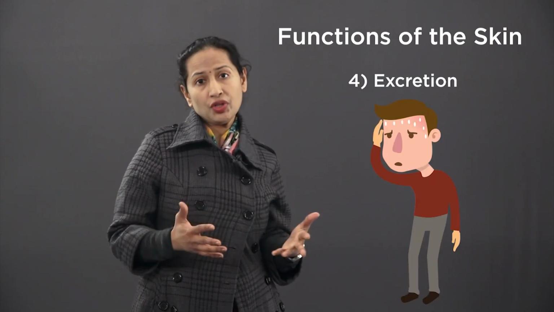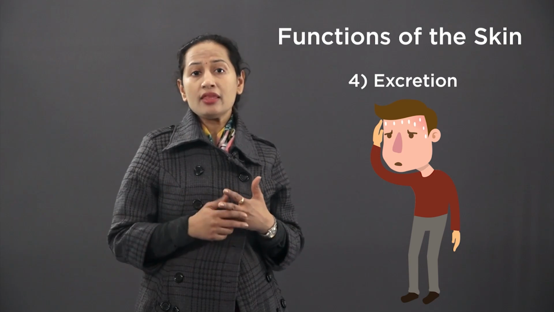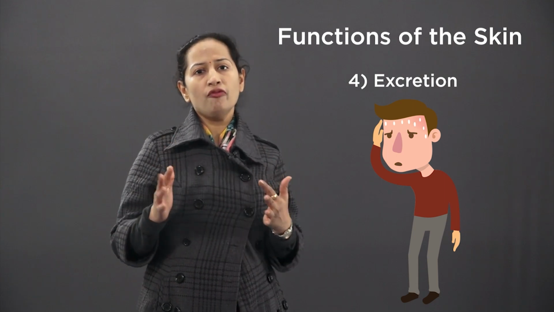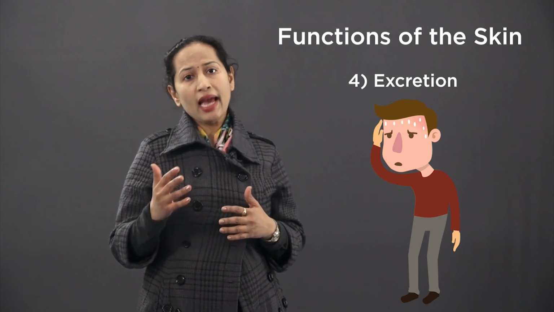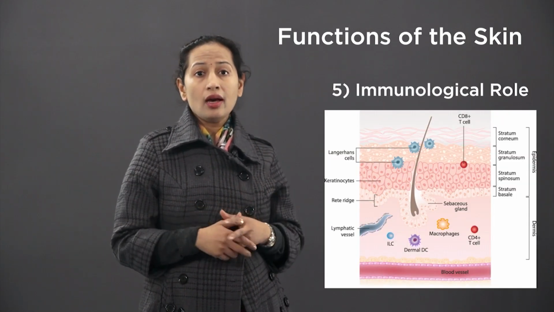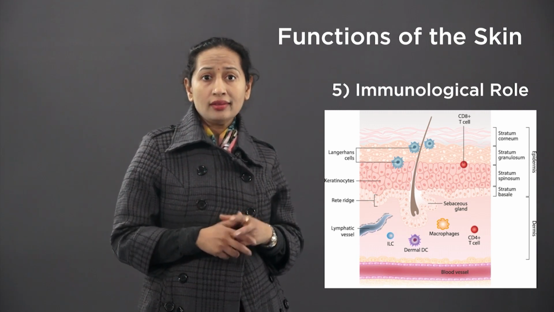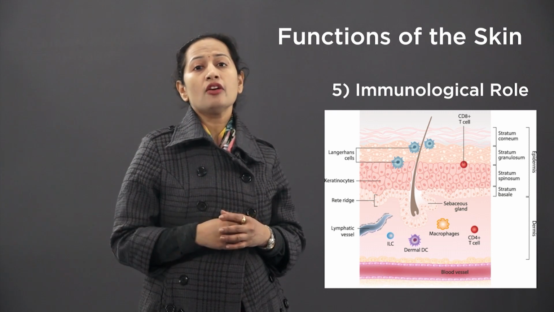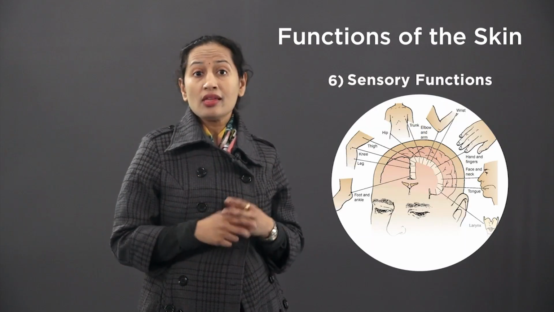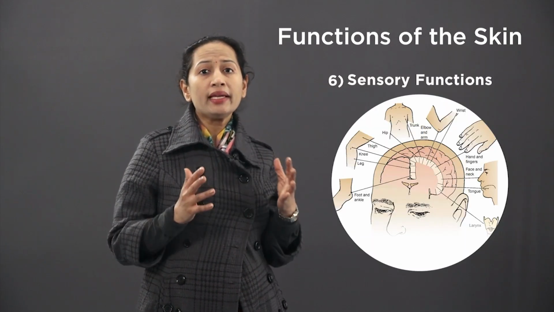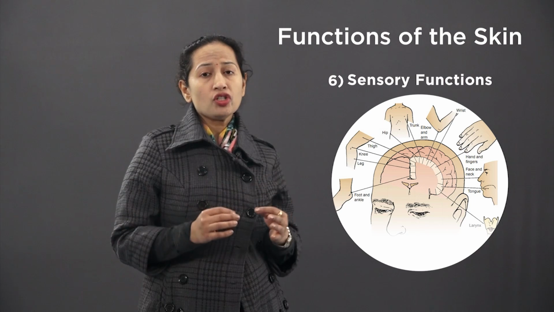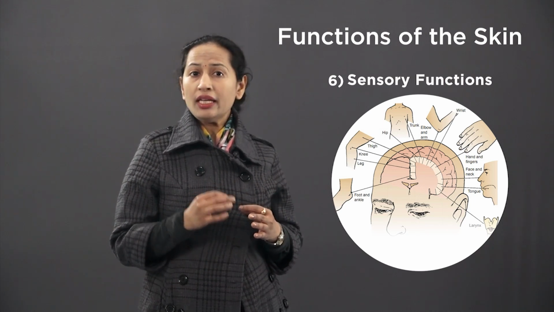The next is excretion. Through the secretion of sweat and sebum, the skin performs excretory function, eliminating a number of harmful substances resulting from metabolic activities. Next, immunological role. The skin plays an immunological role too, as the Langerhans cells pick antigens from the skin and carry them to the lymph nodes. Next function is sensory function. The skin has a complicated network of fine nerve terminals. These nerve endings carry the sensation of touch, pain, temperature, wetness and itchiness.